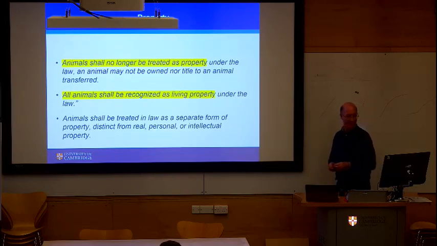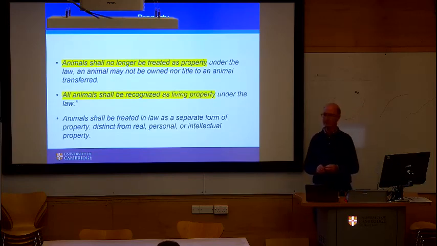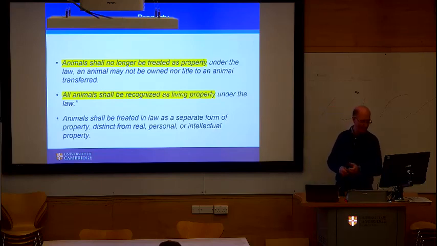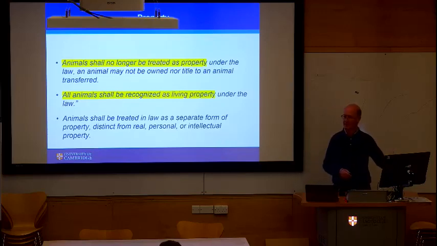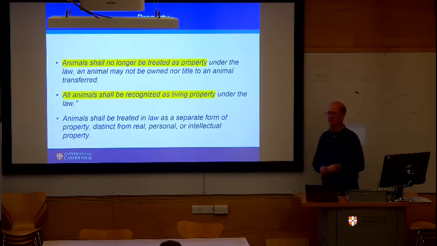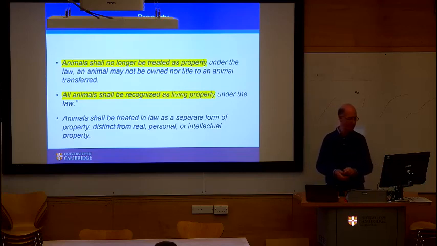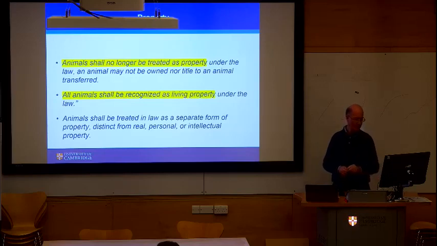How would we do it? Well, animals shall no longer be treated as property. That's pretty much all you need to say. An animal may not be owned, nor title to an animal transferred. If this seems strange, just substitute person or child. And you go, yes, of course they can't be treated as property or title transferred. So it's not a difficult one.